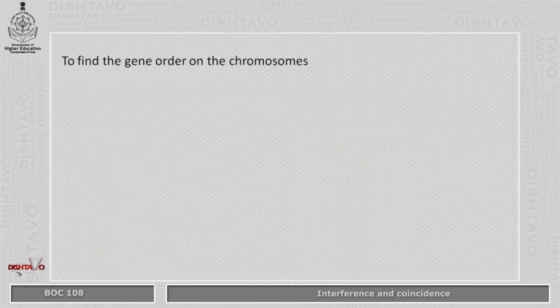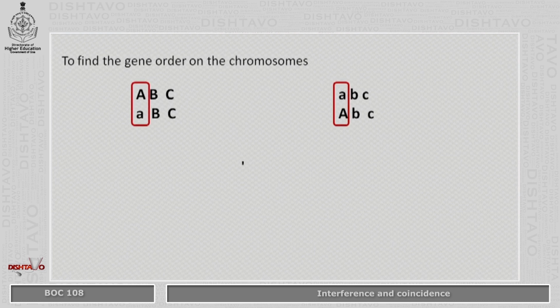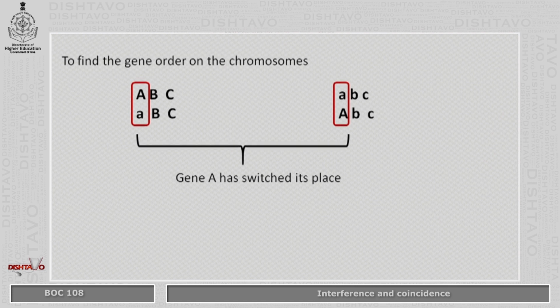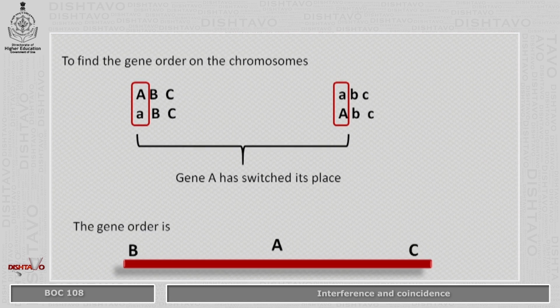The next step is to find the gene order on the chromosomes. To find the gene order, we compare the parental types and the double crossovers. Here, we notice that gene A has switched its place. That is why gene A will be placed in the middlemost position on the chromosome. Thus, we get the gene order BAC.